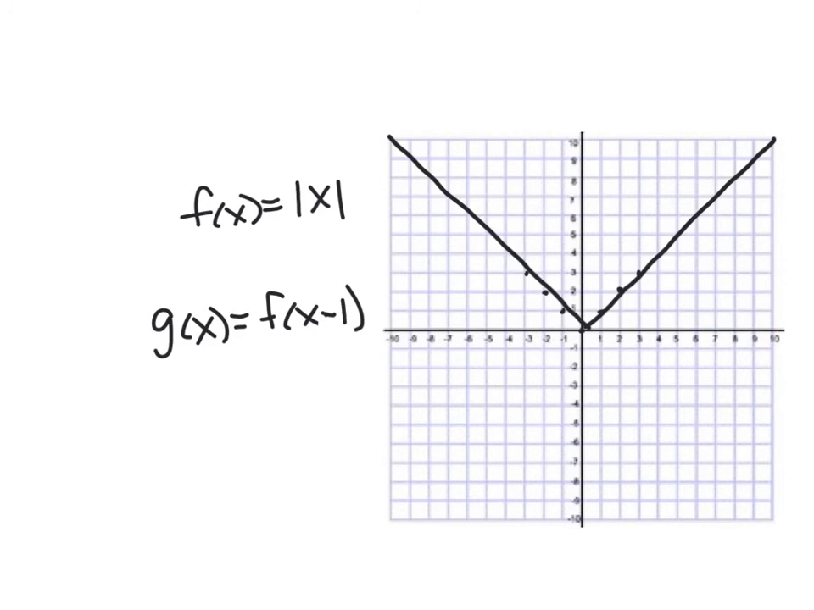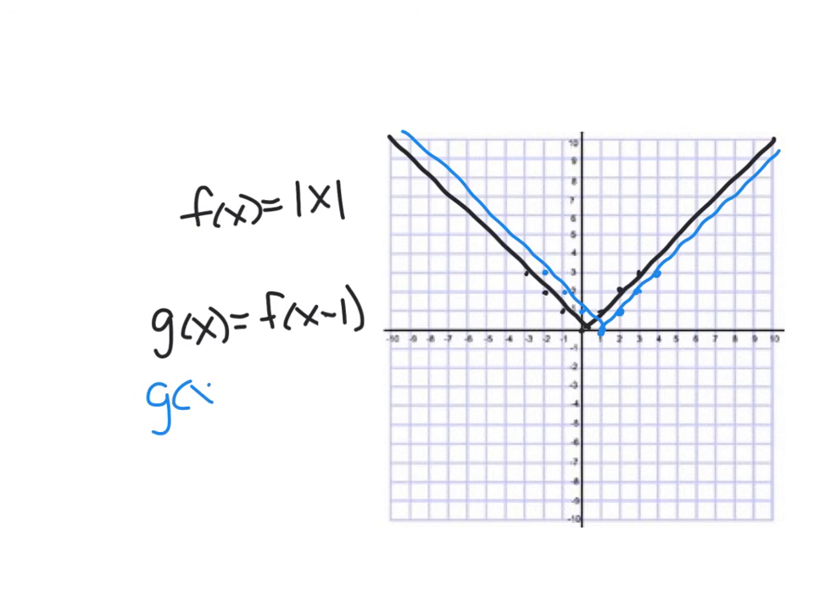Okay, this time we have a -1 inside the parentheses, so I know that means I need to move to the right 1. Remember, it's always going to be opposite. Negative actually pushes us to the right. Okay, I've moved each of my absolute value points to the right 1. Now I can draw my new V shape. And I just need to write my new equation.